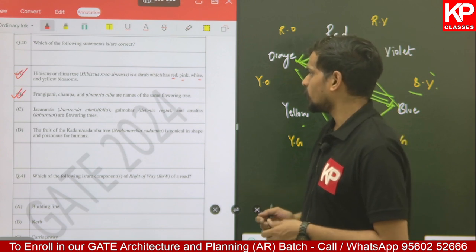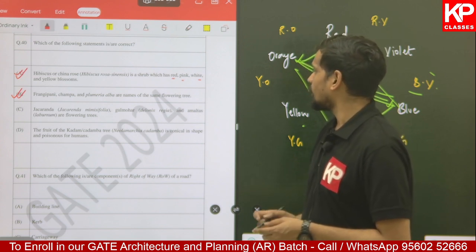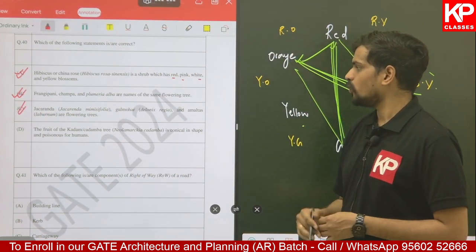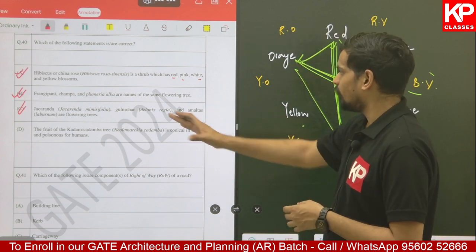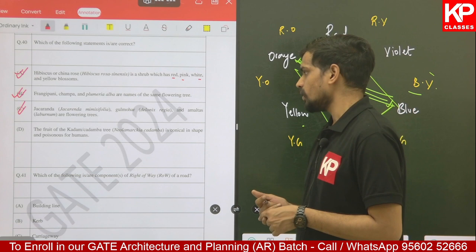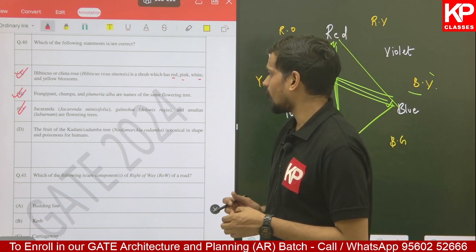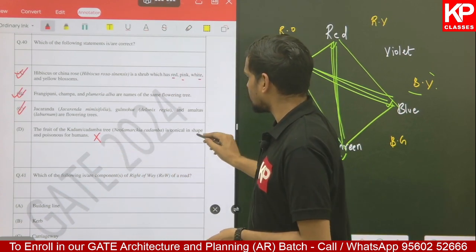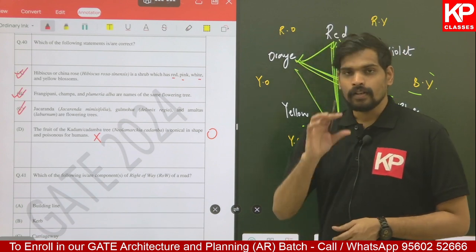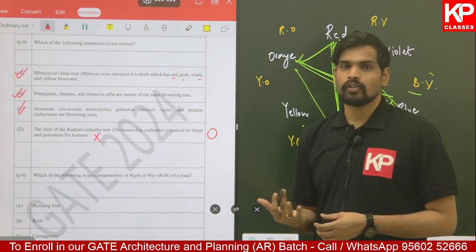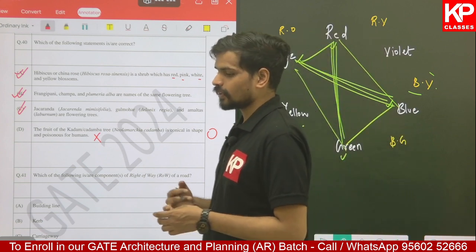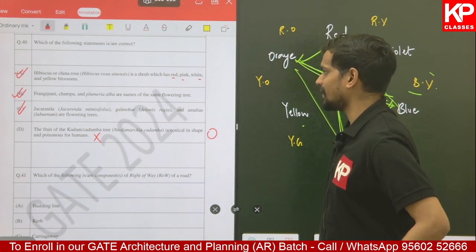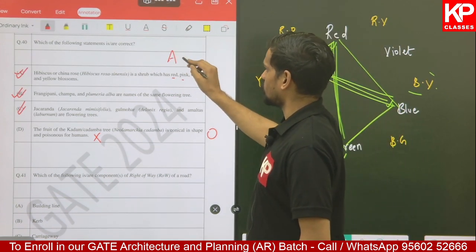The next one you have is Jacaranda, Gulmohar and Amaltas are flowering trees. Absolutely. Amaltas has a yellow bloom. Gulmohar, all these are flowering trees particularly. So C is a correct option. Next one, the fruit of Kadamba tree is conical in shape and poisonous for humans. That is not a correct statement because this particular Kadamba tree has spherical fruit, which is not poisonous to human beings. It is also assumed that it has medicinal properties. It is used for consumption too, so it is not poisonous as such. A, B and C are the correct options.